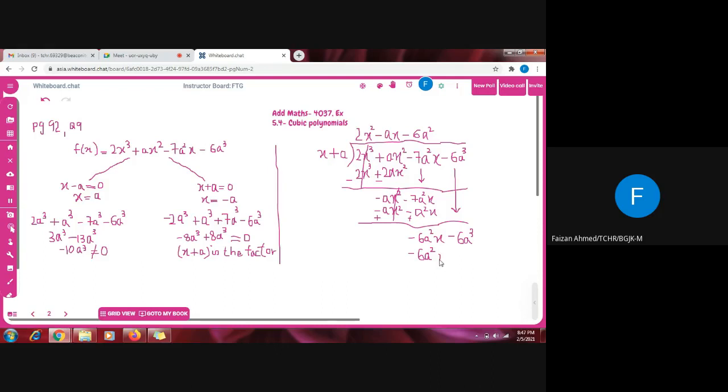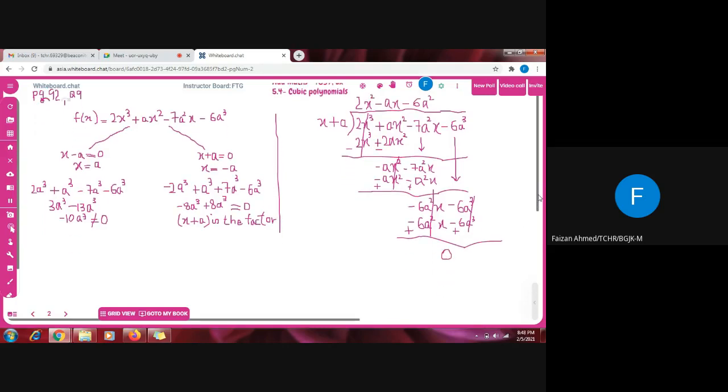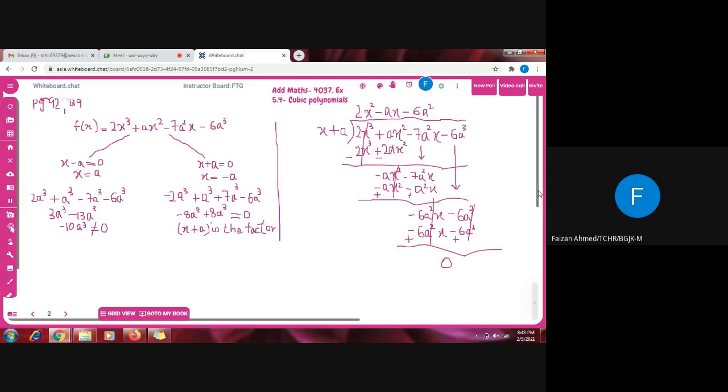And when this minus 6a square will be multiplied with plus a, minus plus will be minus and it will become 6a cube. So again I have to subtract it, so I will just change the sign. This will become positive and this will also become positive. This will cancel out, this will cancel out as well. So I have nothing in the remainder and I have nothing to copy. So this is my second quadratic factor.